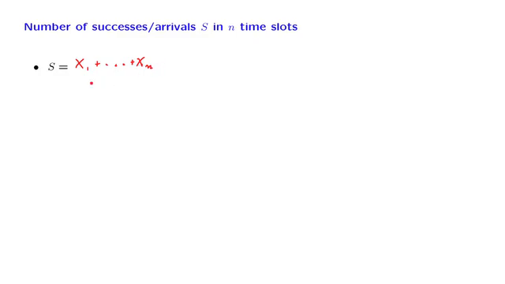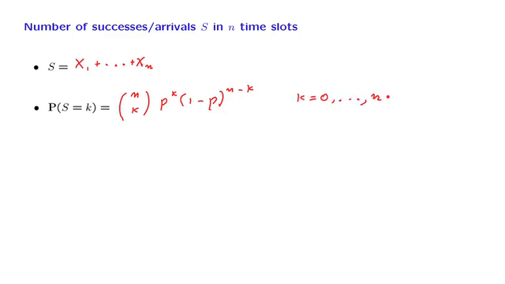Now we already know that the number of successes in n trials obeys a binomial distribution, so the probability of having k successes is given by the binomial probabilities. And this is a formula that holds for k equal to 0 up to n, which are the possible numbers for the random variable S. For this random variable, we know the expected value, it's n times p, and we also know its variance, which is n times p times 1 minus p.